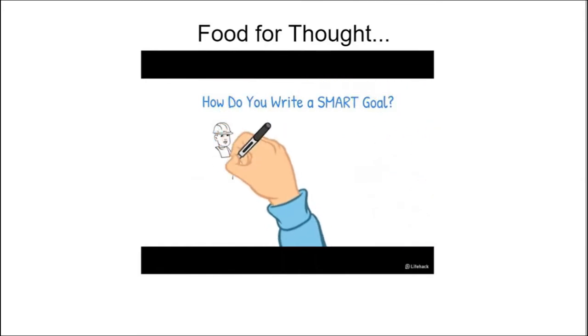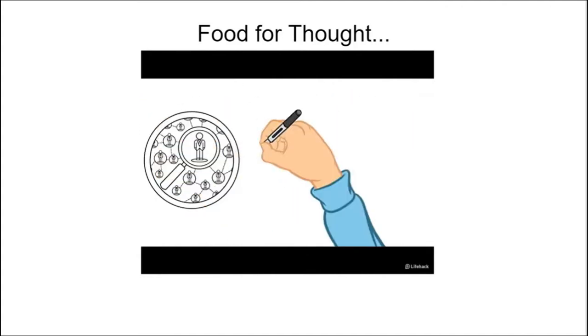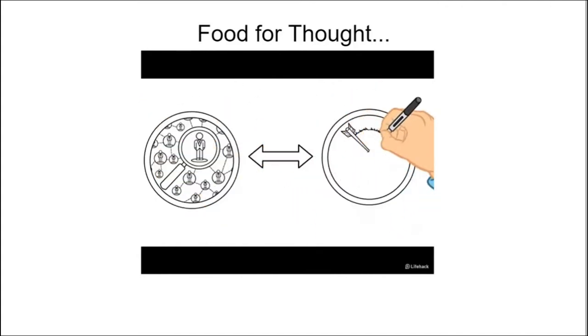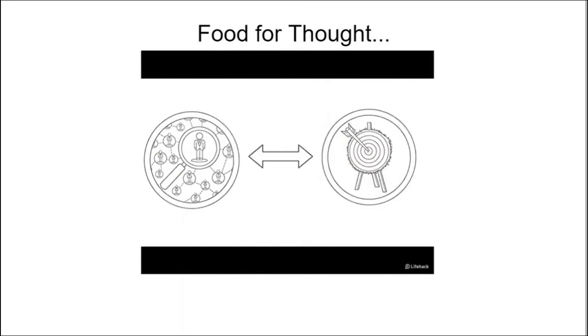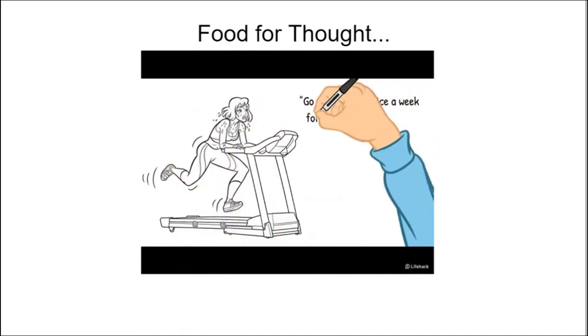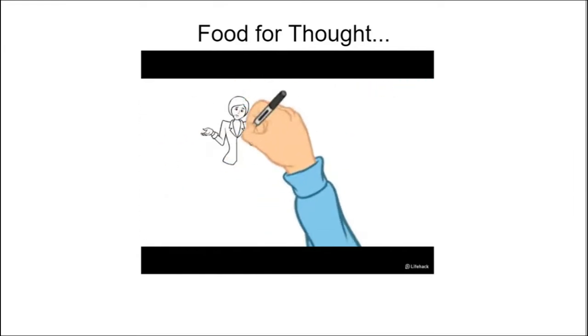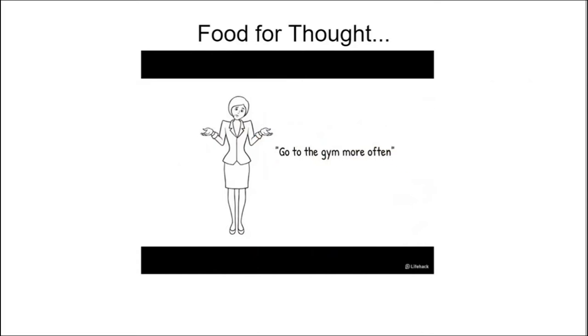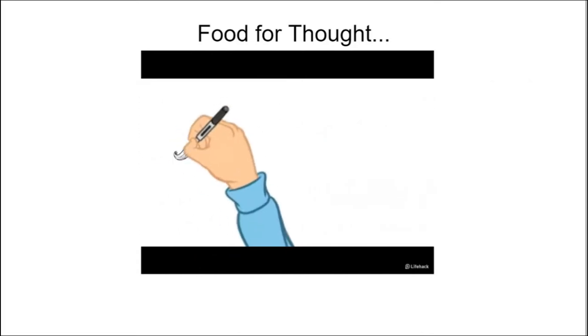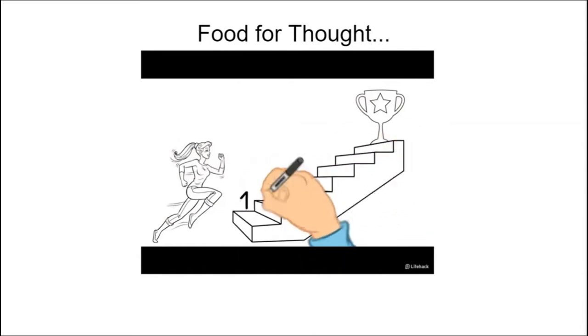Secondly, ensure it is measurable. Adding numbers to a goal can help you or your team weigh up whether or not expectations were met and the outcome was triumphant. For example, go to the gym twice a week for the next 6 months is a stronger goal to strive for than simply go to the gym more often. Setting milestones throughout your process can also help you to reassess progress as you go along.